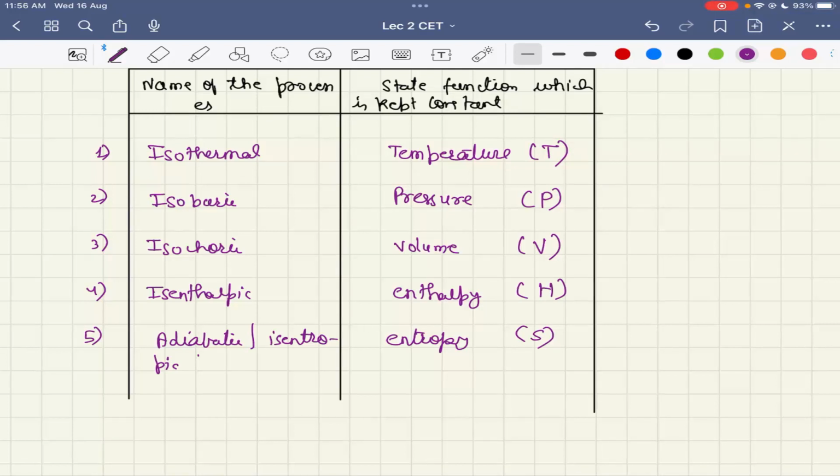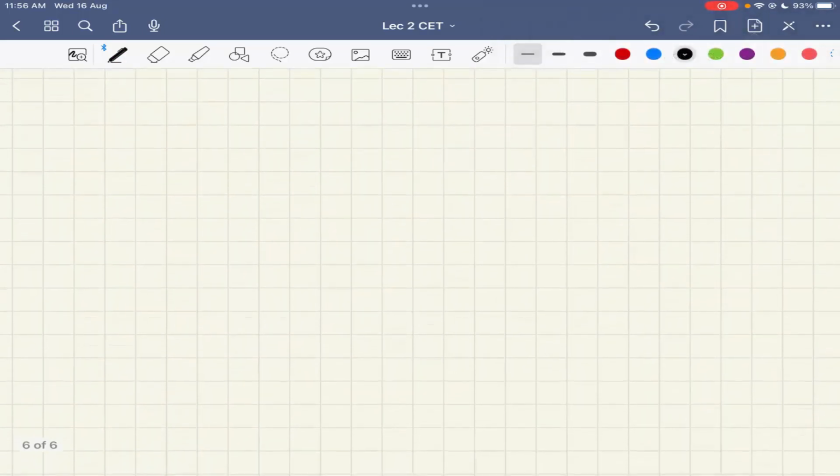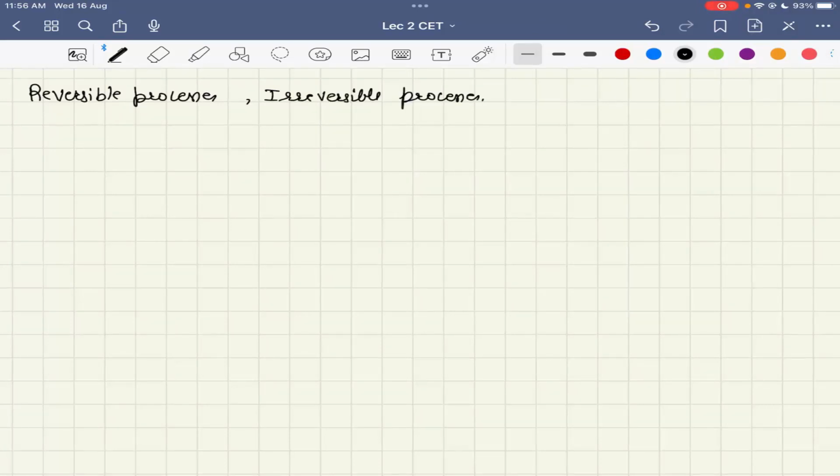Apart from this, we also have some other set of processes, let me write it down in the next. So these are reversible processes, then irreversible processes, and cyclic processes and non-cyclic processes. So let us first read about the reversible process. Number 1, reversible process.